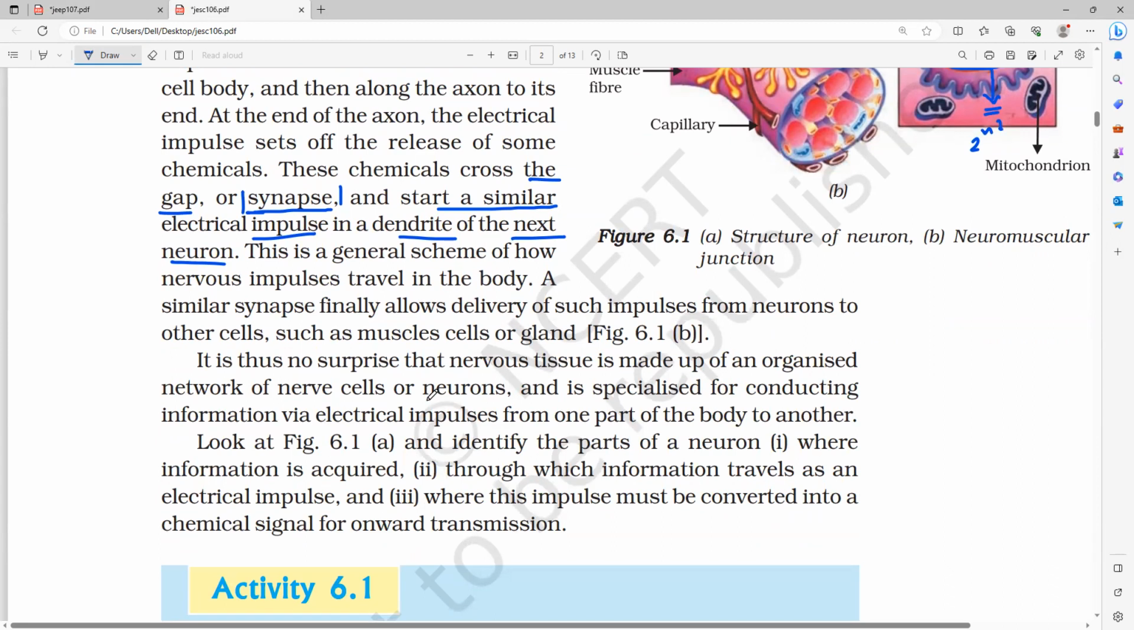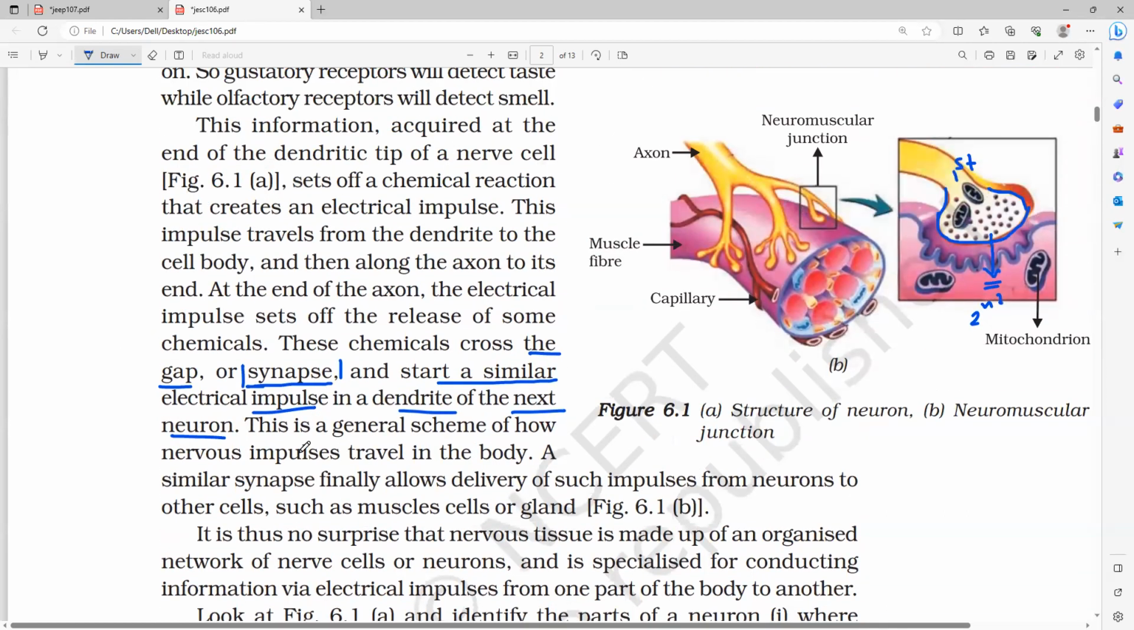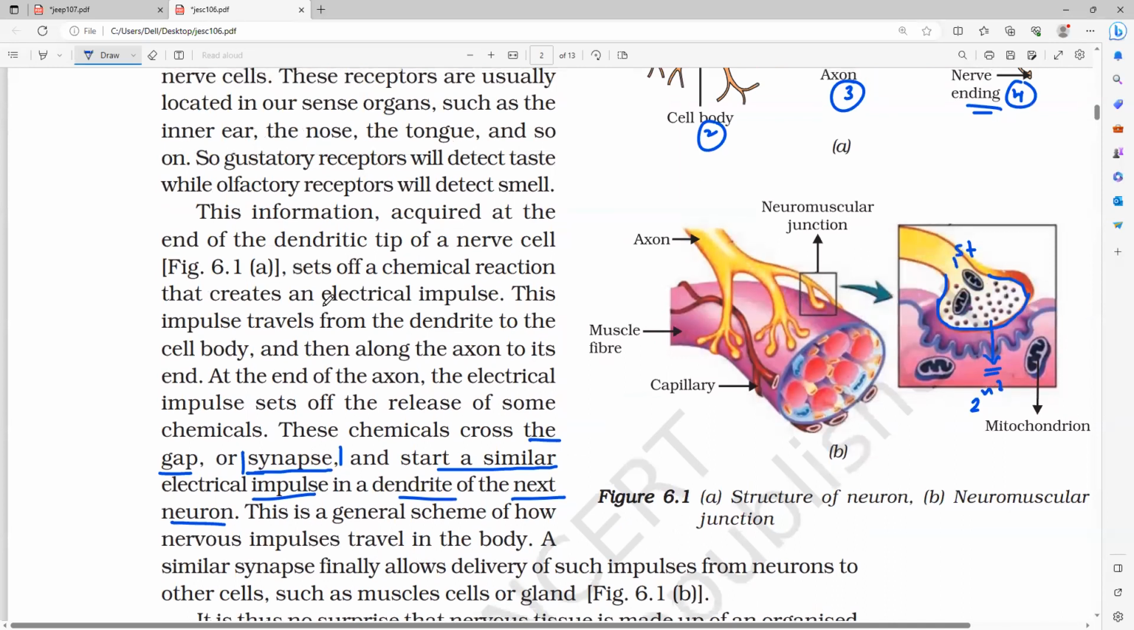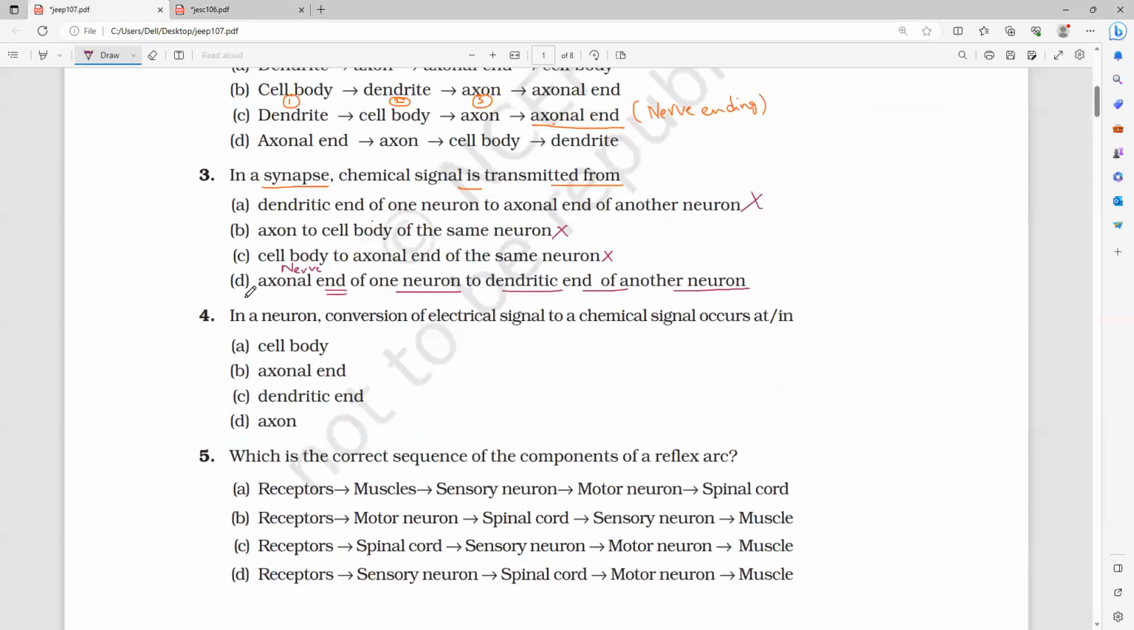Even the fluid, we call it something. What is the fluid we used to say? Conducting information by electrical impulse, there is a fluid between that. Neurotransmitter. So that is what it is. So what is the correct option? Option D. Okay, so make it. Next.